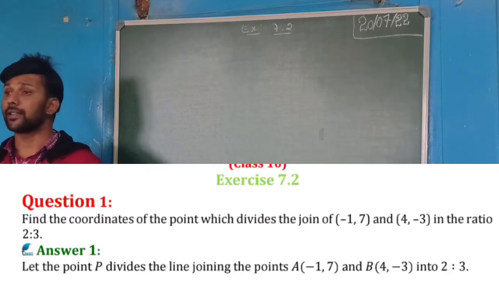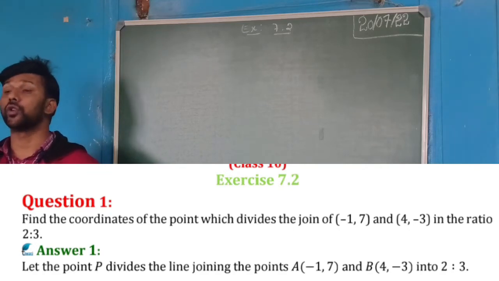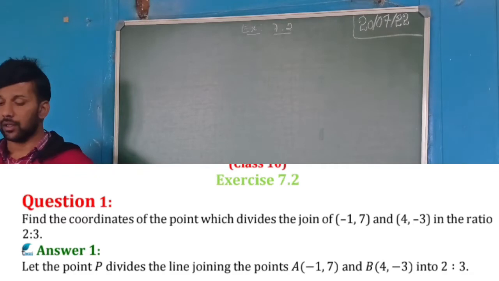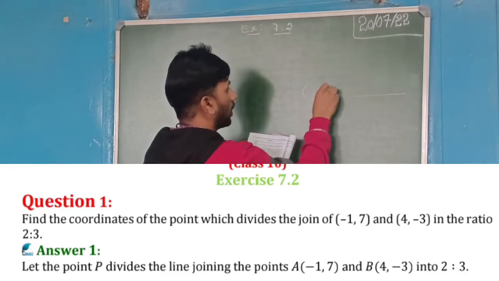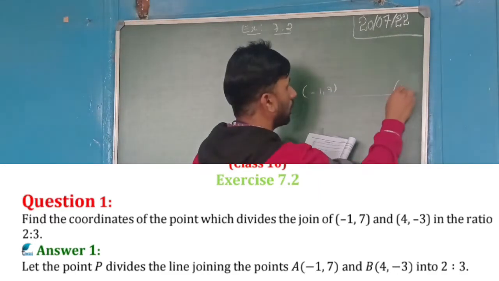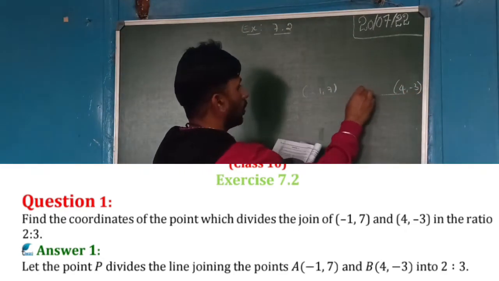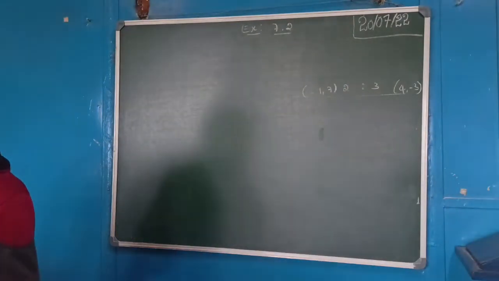It's very easy. So exercise 7.2, first question based on the section formula. Find the coordinates of the point which divides the line joining (-1, 7) and (4, -3) in the ratio 2:3. This is how the question comes. A line segment's coordinates are given, that is (-1, 7) and (4, -3), and it is divided in the ratio 2:3. You need to find the coordinate point.